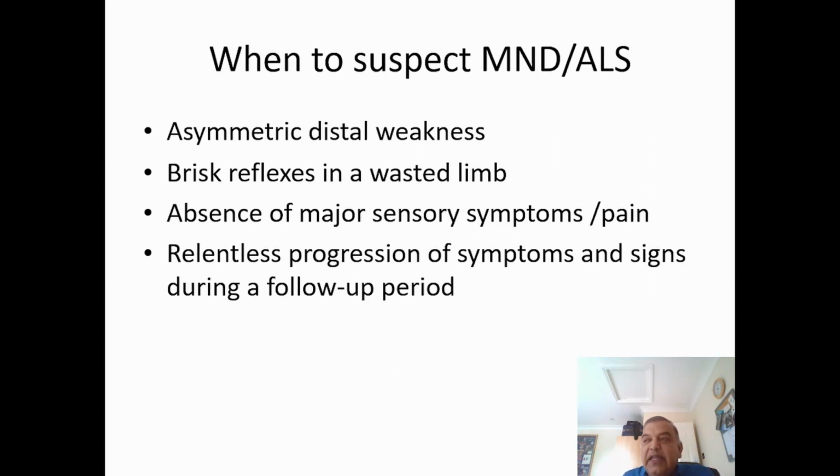Where do we suspect ALS? In a patient presenting to us with asymmetric distal weakness, brisk reflexes in a wasted limb, indicating a combination of upper motor and lower motor neuron signs, absence of major sensory symptoms, and a relentless progression of symptoms and signs, with involvement especially of the bulbar muscles, speaking, swallowing, and subsequently breathing being affected.